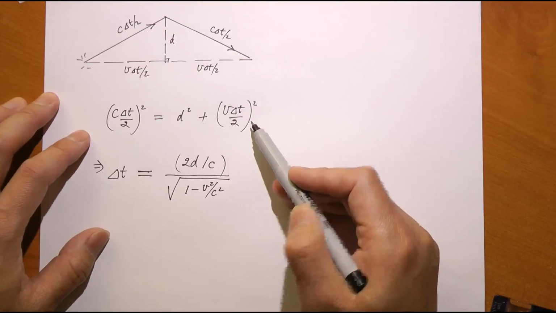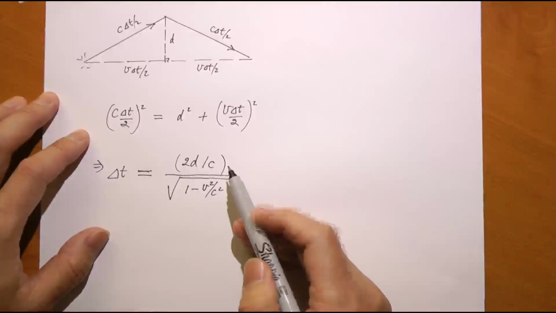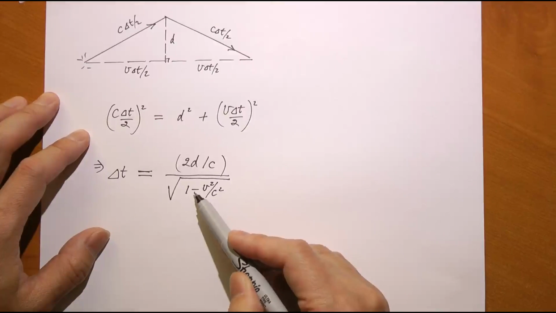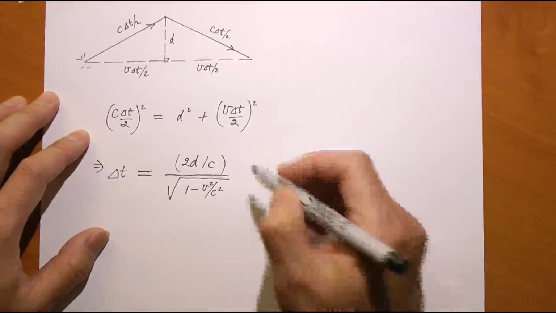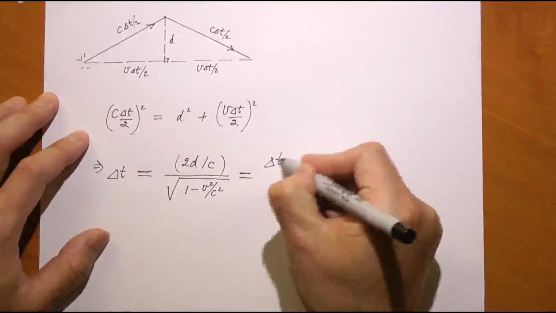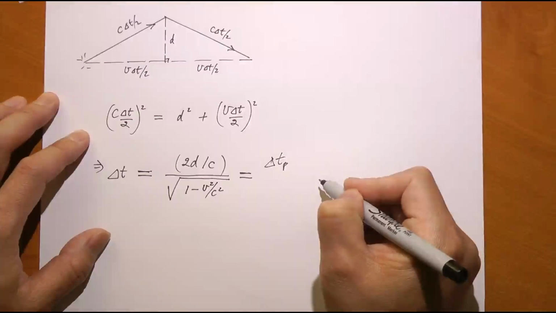And then what happens when you solve for delta t? Unbelievable. When you solve for delta t, you're going to find delta t equal to 2d over c divided by the square root of 1 minus v squared over c squared. Now we know what that is on the top. That's 2d over c. That is delta t proper, right? This is the time interval measured by the astronaut. And you divide this by this factor here.